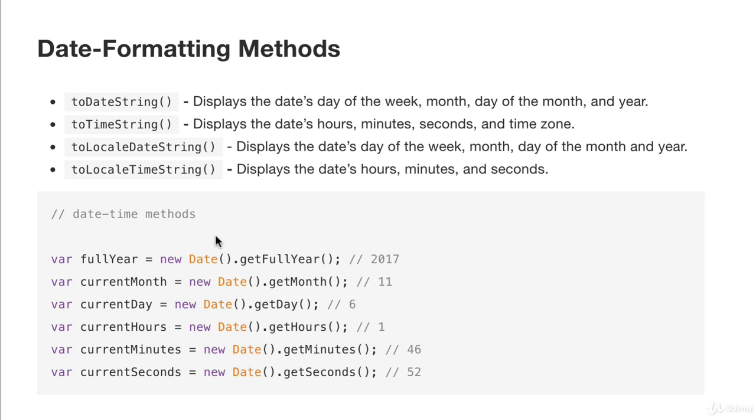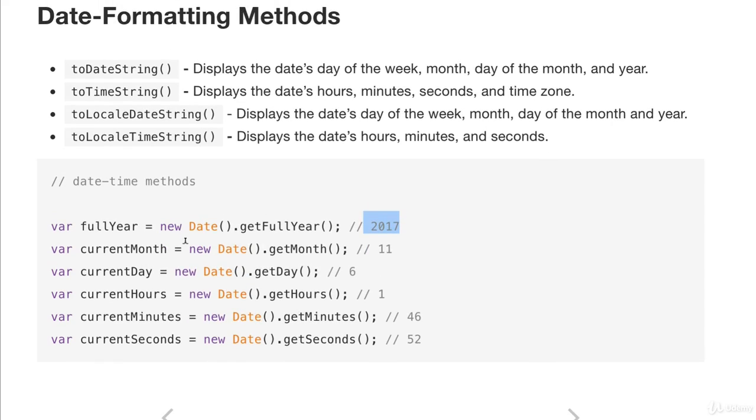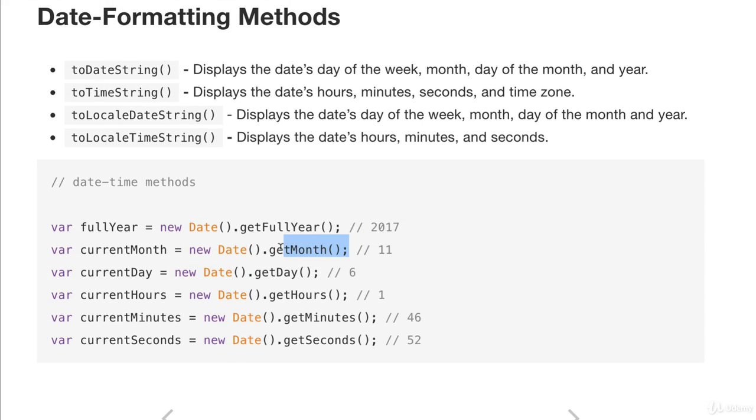For example, just like before, we created a new date using the date constructor, and then we can use all these properties available with date. We can use getFullYear, and that would return the year. We can use the getMonth method to get the month. We can get the day using getDay. We can use getHours to get the hour. We can use getMinutes to get the minutes, and getSeconds to get the seconds.